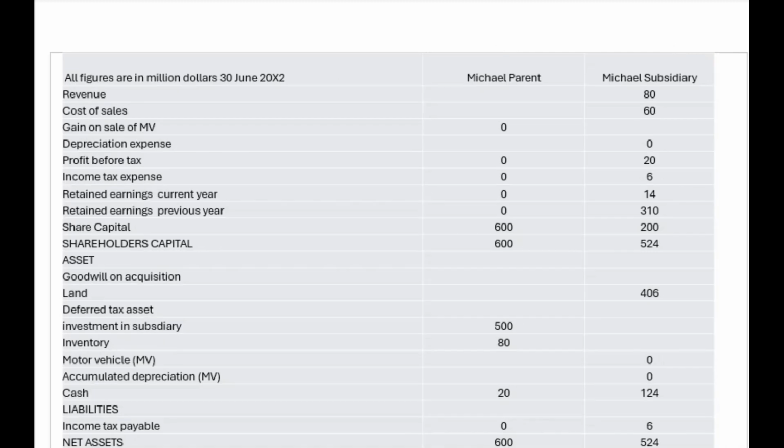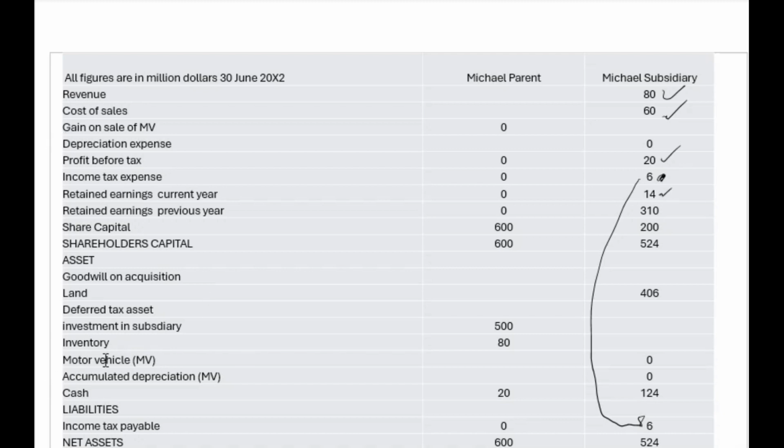On 30th June 20X2, that's 2 years after, the situation was that there was a sale of inventory for 80 million by subsidiary, Michael subsidiary. The costing was 60 million and it made a profit of 20 million, and there was income tax expense of 6 million, and that became income tax payable of 6 million. There's profit after tax of 14 million.